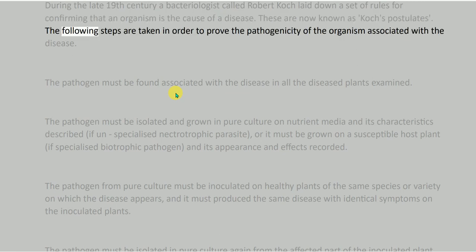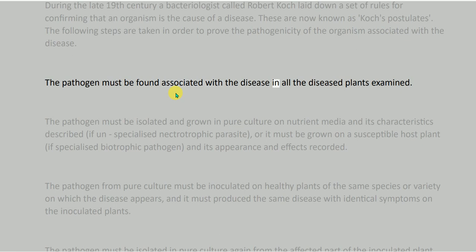The following steps are taken in order to prove the pathogenicity of the organism associated with the disease. The pathogen must be found associated with the disease in all the diseased plants examined.